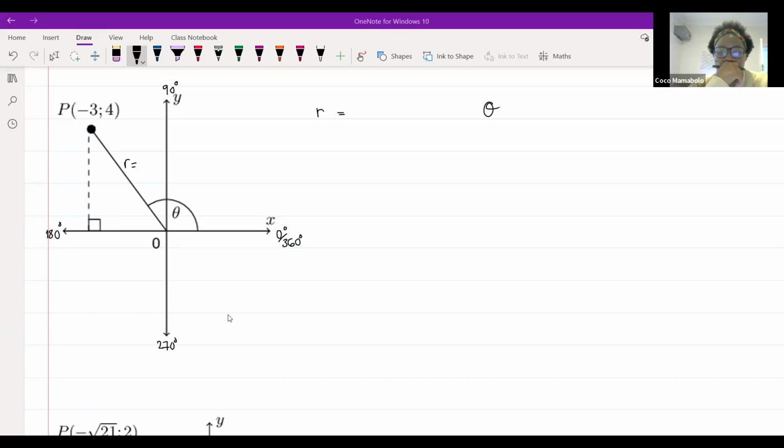Ma'am, is r equal to 5? It is, absolutely, it's equal to 5. Thank you very much, Sia. Absolutely, r is the square root of -3 all squared plus 4 all squared. Now, I know that any negative number squared will become a positive number. So this becomes the square root of 9 plus 4 squared, which is 16. This is the square root of 25, which is indeed equal to 5. So this is going to be 5.